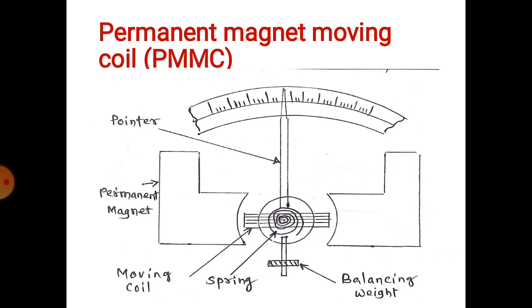Now we are going to see the working principle of PMMC. The PMMC meter works on the principle that whenever a current carrying conductor is placed in a magnetic field, it rotates. That is the principle behind which the PMMC works. Next, when a DC current flows through the coil, the magnetic field produced by the current reacts with the field of the permanent magnet. The resultant force turns the coil. The amount of deflection is proportional to the amount of current.